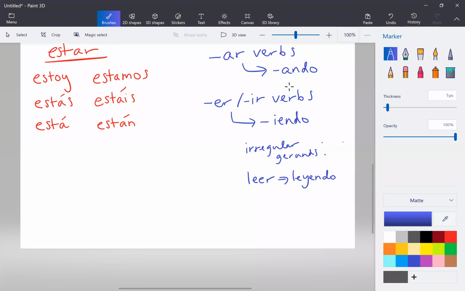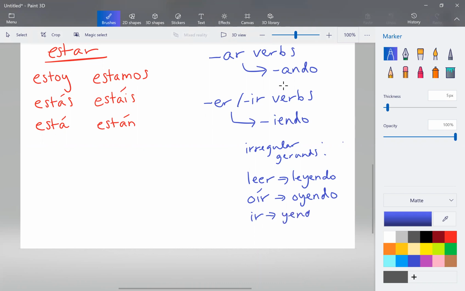All right, so we had leer, leyendo. We also have oír, which turns into oyendo. And finally, we have ear, which turns into yendo. Okay, so those are our irregular ones.